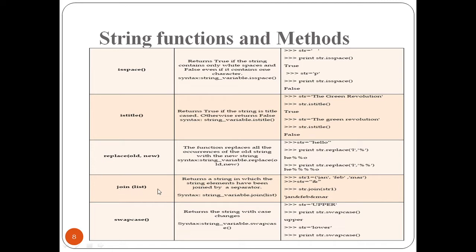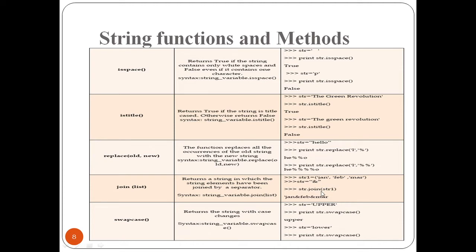Join list. It will take one argument, and what does it do? As a list of strings, it returns a string in which the string elements have been joined by a separator. So I can join all the string elements with the separator. So here I have a list of strings: Jan, February, March. Three strings are there. I want to join this list with AND. So each and every item from this list will be joined with AND.